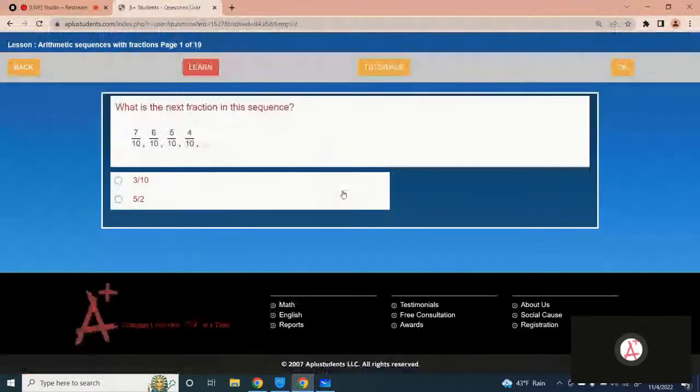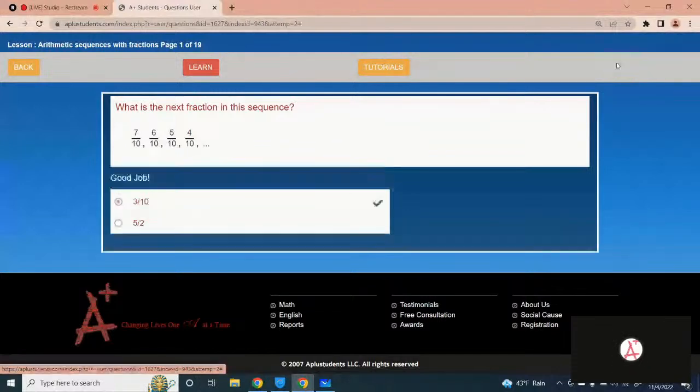Okay, what is the next fraction in the sequence? The fractions are 7 over 10, 6 by 10, 5 by 10, and 4 by 10. So the next fraction is, yes, very good. It is 3 over 10. Their numerators are just decreasing by 1. So just subtract 1 from the numerator and the denominator would be the same. Got it? So just select the correct option and then click on the OK button.